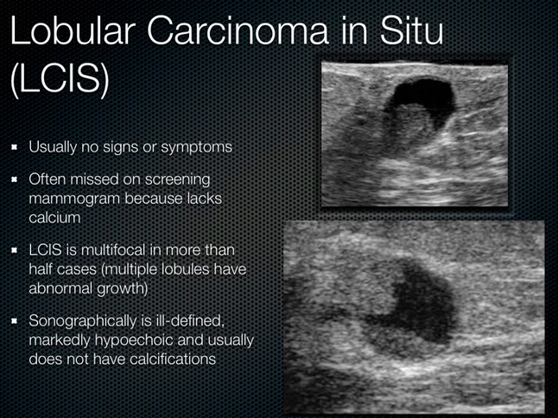Now, when you move on to the lobular component of these cancers, you get lobular carcinoma in situ, and there are usually no symptoms. It's often missed on a screening mammogram because there's no calcium in these lesions, and it's multifocal in more than half the cases, and you see multiple lobules with abnormal growth patterns. Sonographically, you basically get an ill-defined hypoechoic lesion, usually again with no calcifications, and these are the kind of lesions that come up on ultrasound when you look around for this kind of thing.